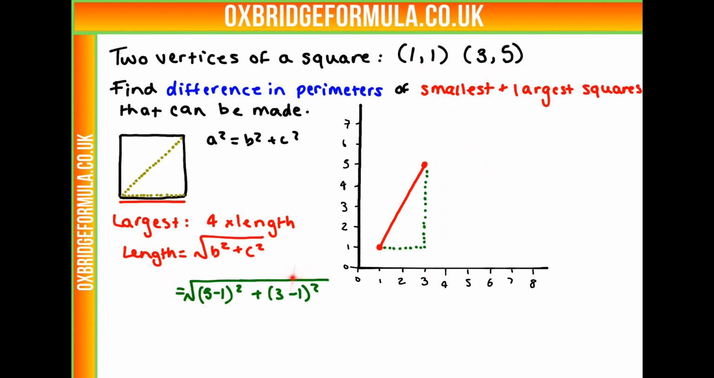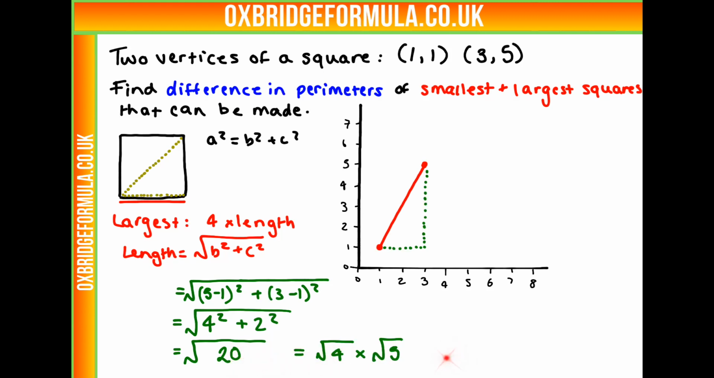We know it's going to be the square root of (5 minus 1) squared plus (3 minus 1) squared, or 4 squared plus 2 squared, square rooted, root 20. We can simplify that down to 2 root 5. So that's our length. And all we have to do to find the perimeter is times it by 4 to get us 8 root 5.